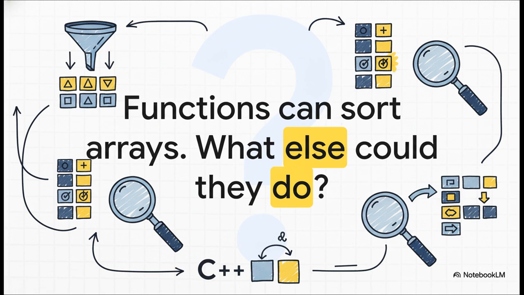And that just leaves us with one final thought. We built a sorting machine, but what other kinds of machines could we build? How about a function to find the biggest value, or one to search for a specific number, or maybe one to reverse the whole list? Once you really grasp that your functions can work directly and efficiently on your master data, the possibilities for creating powerful, reusable code are truly endless.